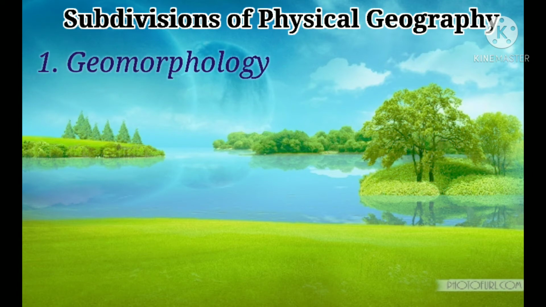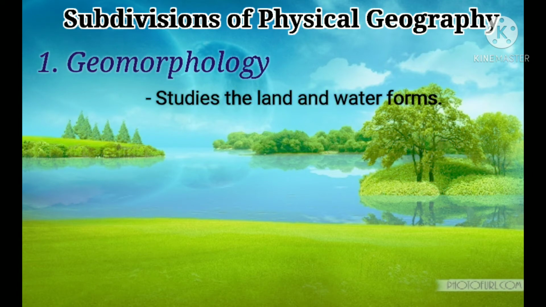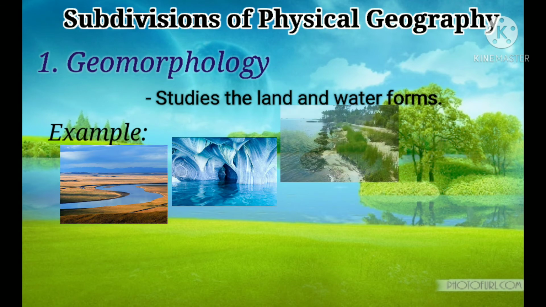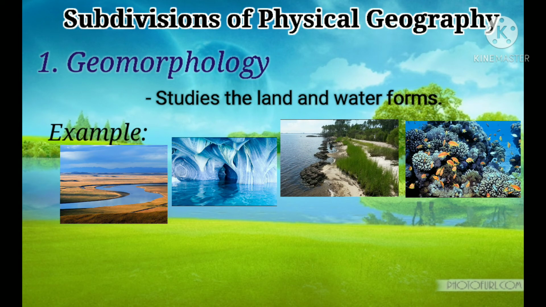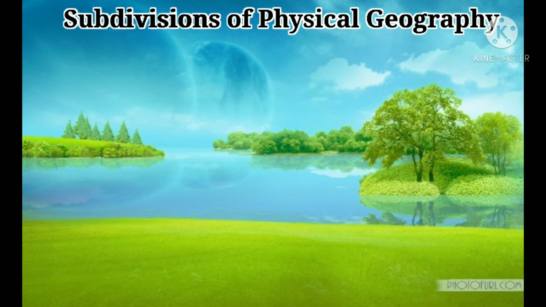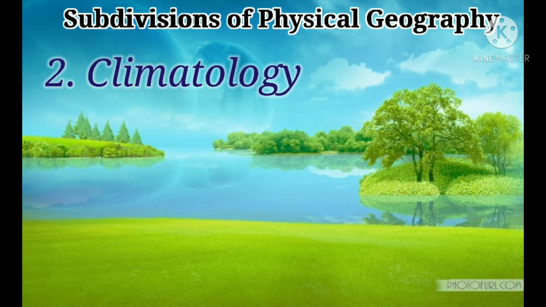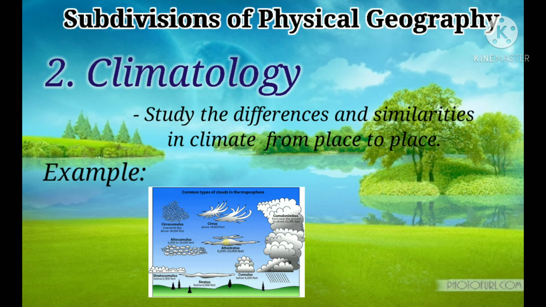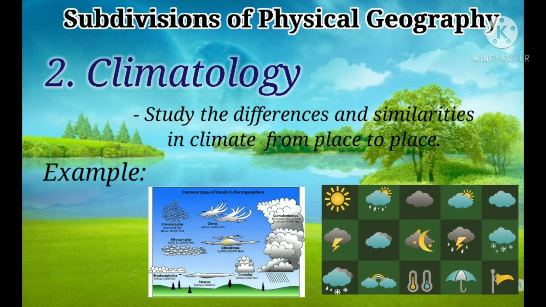When you say geomorphology, it studies the land and water forms. For example, river floodplains, underground caves, shorelines, coral reefs, sand dunes, volcanic features, and the erosion cycle. Number 2 is climatology. When you say climatology, it studies the differences and similarities in the climate from place to place. For example, cloud formation and temperature changes.